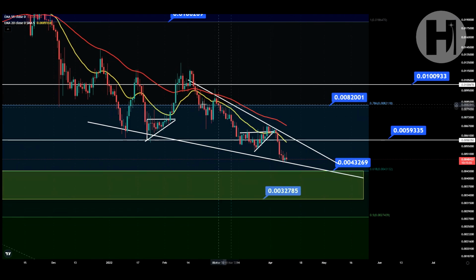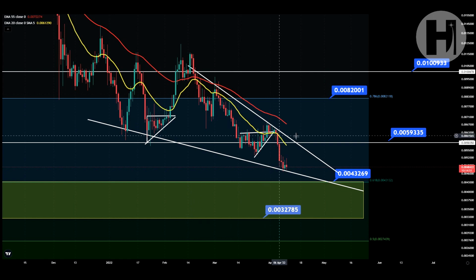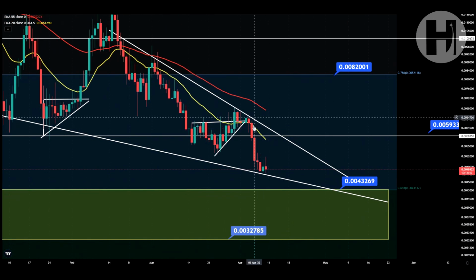And then we have the 20 EMA, which is the yellow line over here, and the red line, which is the 55 EMA. As you can see, we are in a bearish cross. We did have an EMA squeeze here at the end of February, and we're getting further and further away from the 55 EMA. This means that once the gap is large in between the EMAs, we usually see some sort of a relief rally, some sort of a back test of resistance.